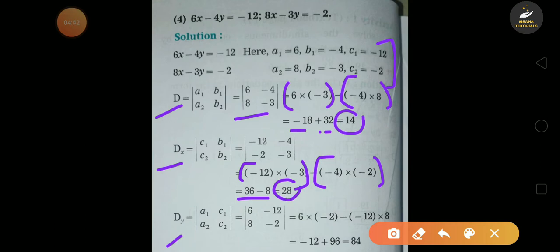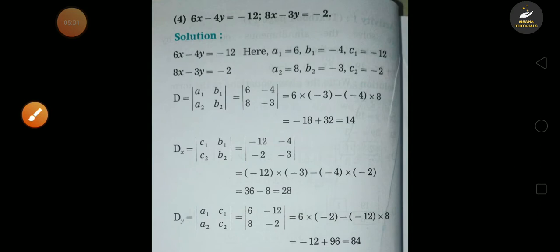Then dy, a1 a2 c1 c2, that is 6 8 minus 12 and minus 2. So 6 into minus 2 minus minus 12 into 8. So 6 2s are minus 12 and minus minus plus, so plus 96. So minus 12 plus 96, you will get 84.